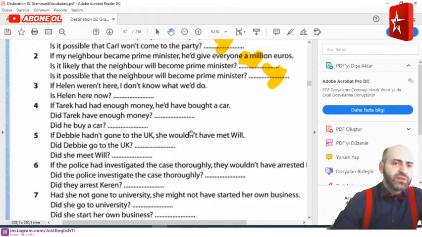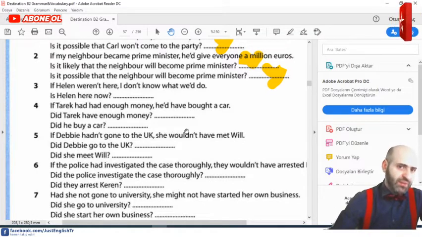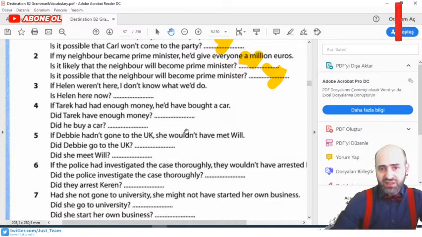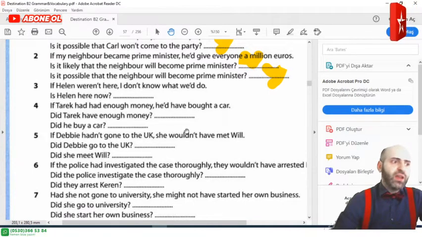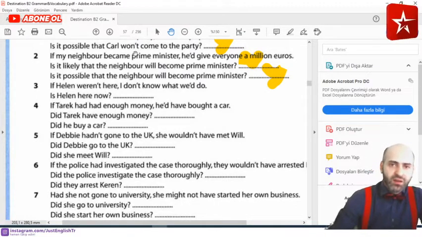And for number 2, Mustafa is asking why did we write yes? Because right now he is not prime minister, okay? So for now it is an unreal situation. My neighbor is not prime minister, but in the future everybody can become. It is possible. Maybe I will become prime minister or you will become prime minister. Everyone can become. That's why we wrote yes. So for number 3, we need to write yes.